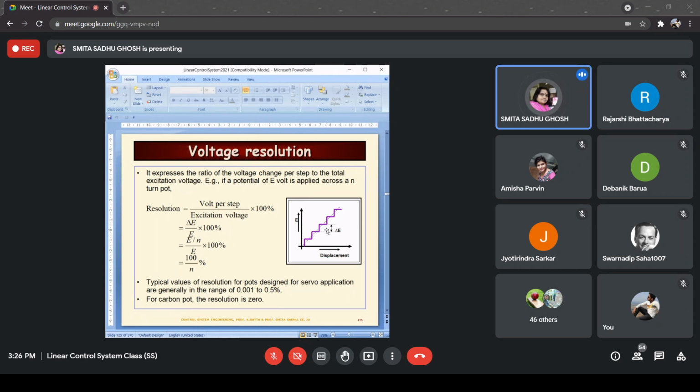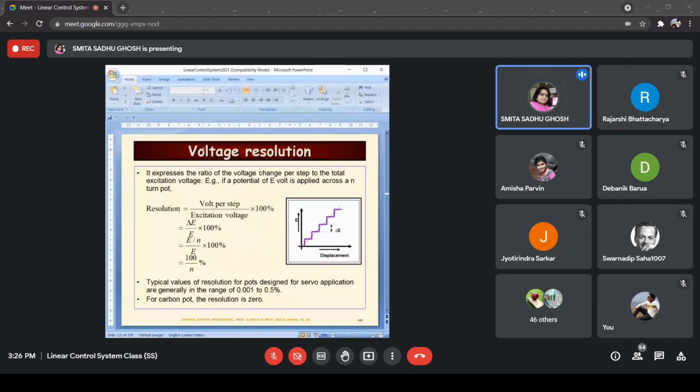The total voltage being applied divided by the total number of turns is going to give us the size of each step, the step voltages. So delta E is replaced by E by N, which is the total voltage applied divided by the number of turns in the potentiometer. That divided by E, times 100%, is what gives us our voltage resolution, right? In the numerator and denominator, both the E's cancel out and we are left with 100 by N as a percentage.